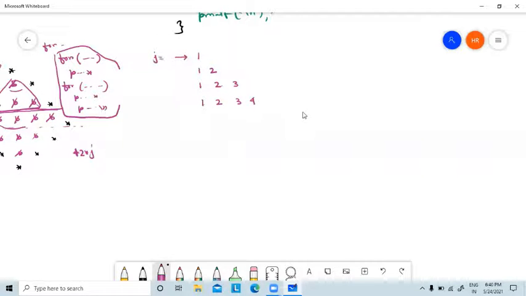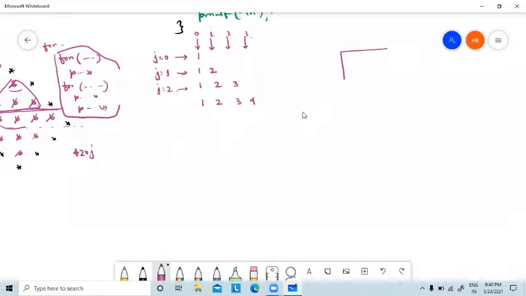It is j equal to 0. For the second row, it is j equal to 1. In the third row, it is j equal to 2. Now try to understand the column values. This is column value 0, then this is column value 1, this is column value 2, this is column value 3. Why am I writing 0?